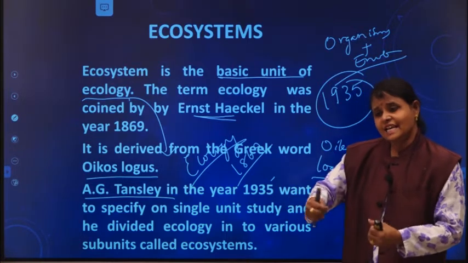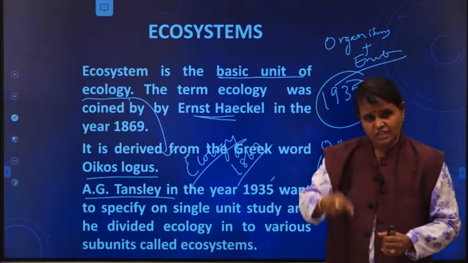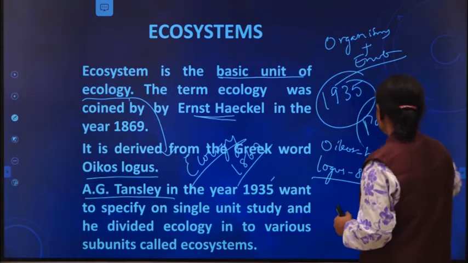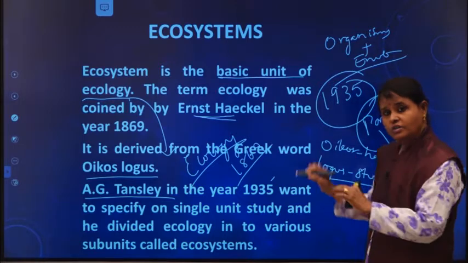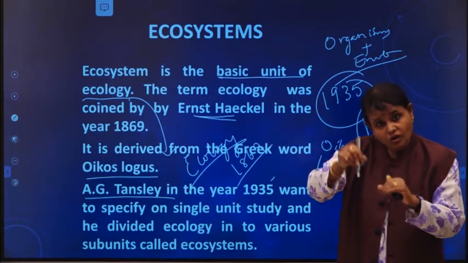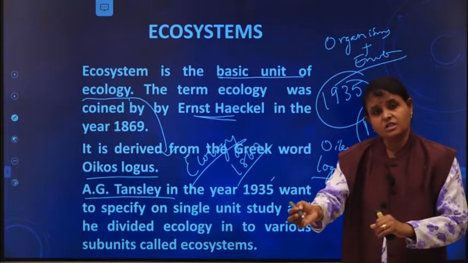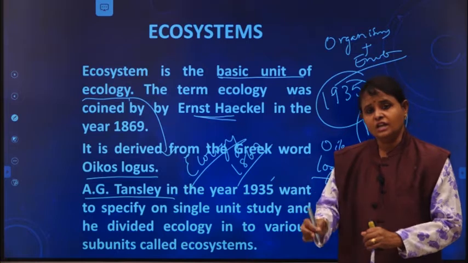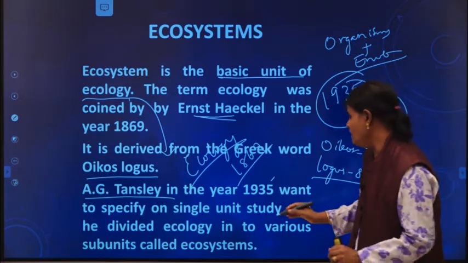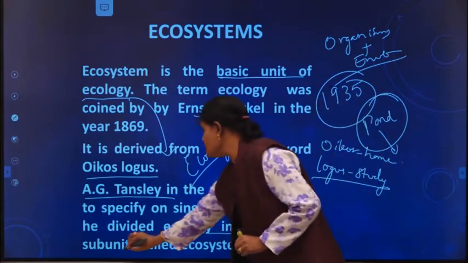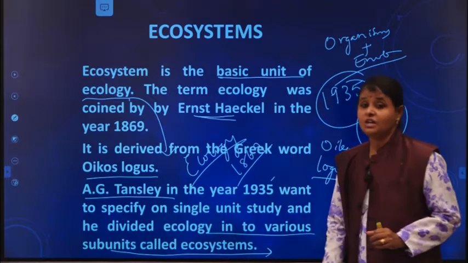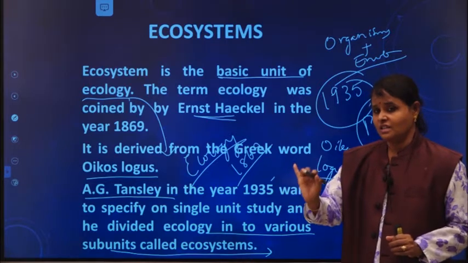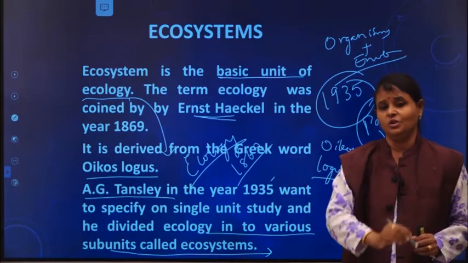But A.G. Tansley told that he wanted to specify only one aspect. Suppose we are talking about a pond. He wanted to study only the organisms present in the pond and their interaction with each other and with the environment. So he wanted to specify a single unit of study, and he divided ecology into various subunits called ecosystems. Both are the same. That's why I told you ecosystems are the basic units of ecology.